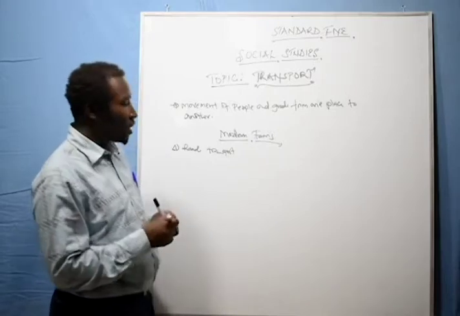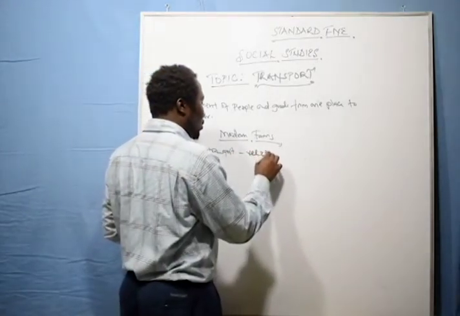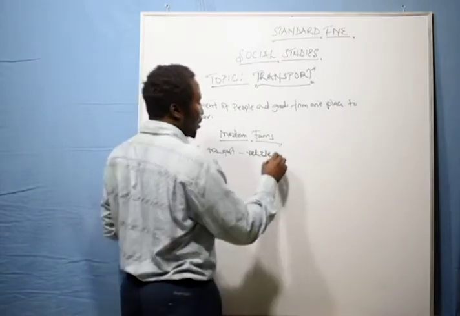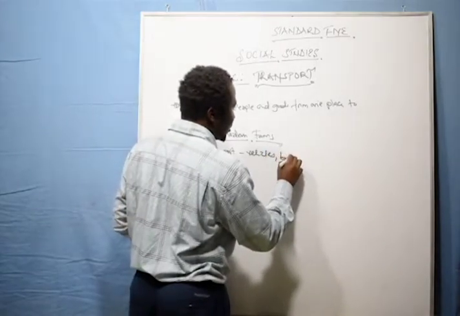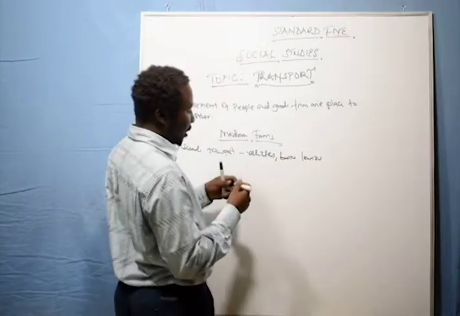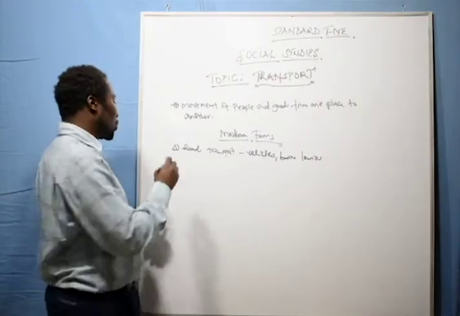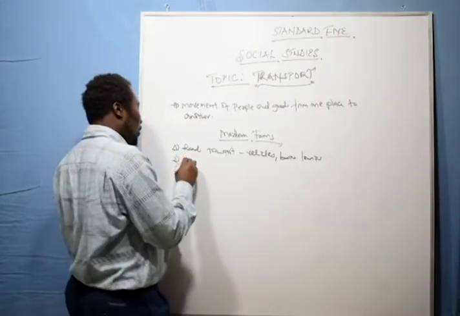So we have road transport. Now here in road transport we have vehicles that are used, such as buses, lorries, okay? We have different kinds of vehicles. We have what we call the road transport. Number two, we have what we call the railway.